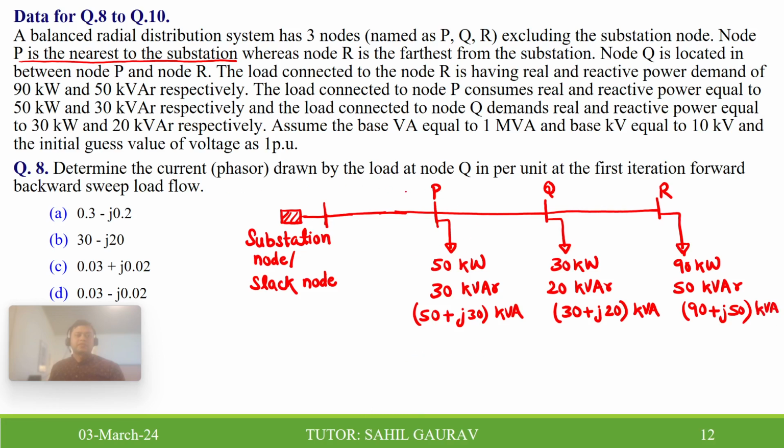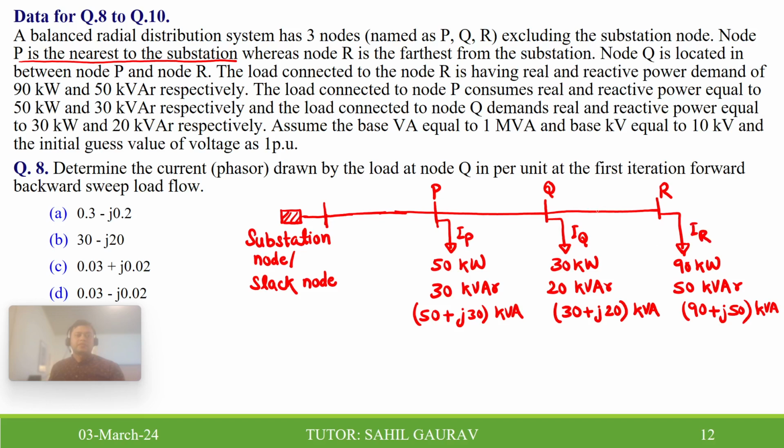So now we have made the first thing for the load flow analysis, that we have to make the single line diagram with the given values. And now we have to find the current drawn by the load at node Q. For that, in per unit we have to find the load current. So denote this current as IQ, this current as IR, and this current as IP, that are load currents.